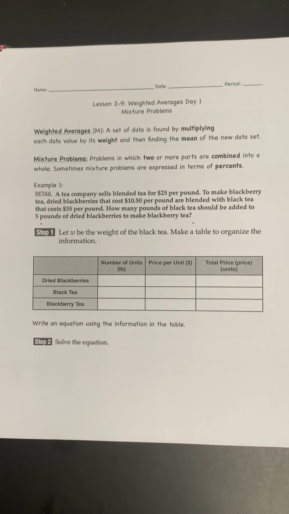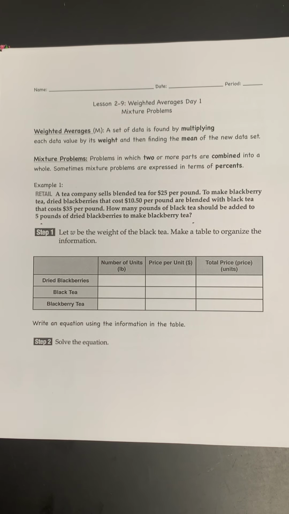Sometimes mixture problems are expressed in terms of percents. So this first one that we're going to work with is just going to be with dollar amounts. It says a tea company sells blended tea for $25 per pound. To make blackberry tea, dried blackberries that cost $10.50 per pound are blended with black tea that costs $35 per pound. How many pounds of black tea should be added to 5 pounds of dried blackberries to make that blackberry tea?